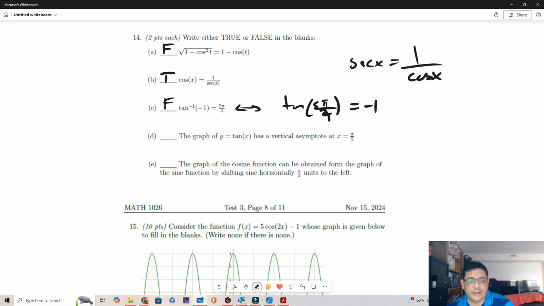Now, the graph of tangent of x has a vertical asymptote at x equals pi half. That is true. This is definitely true. And the graph of the cosine function can be obtained from the graph of sine by shifting horizontally pi over 2 units to the left. This is correct because the sine starts at 0.